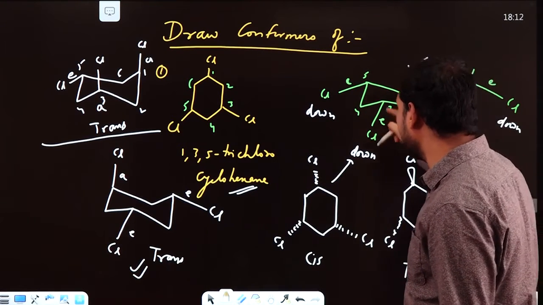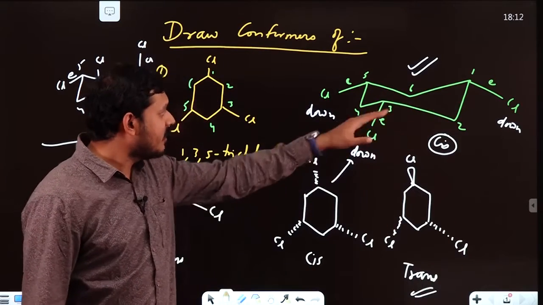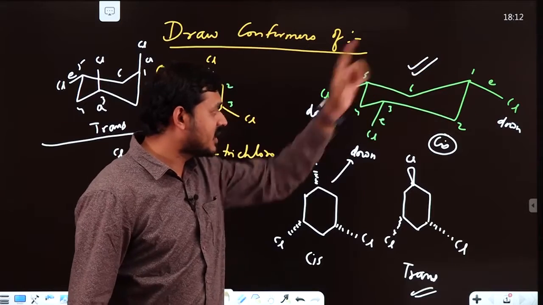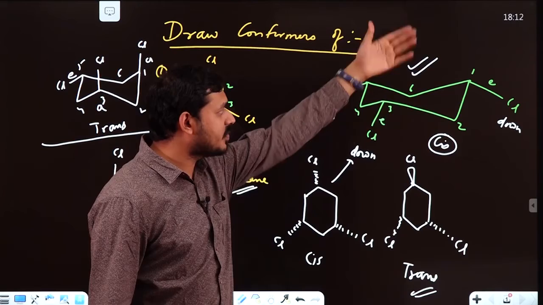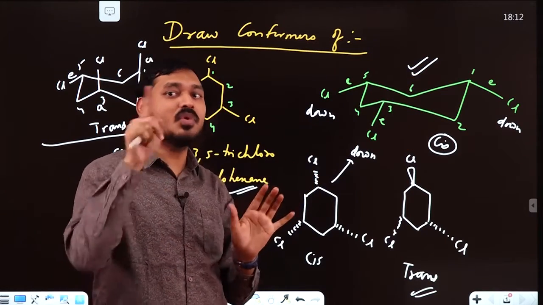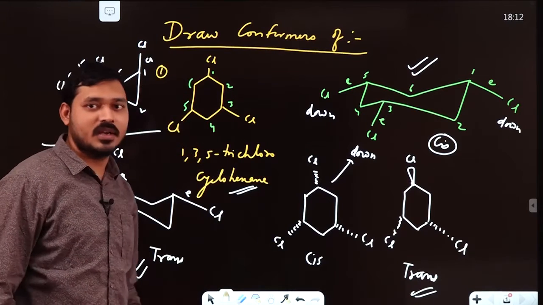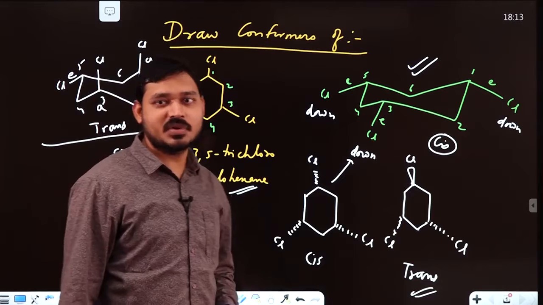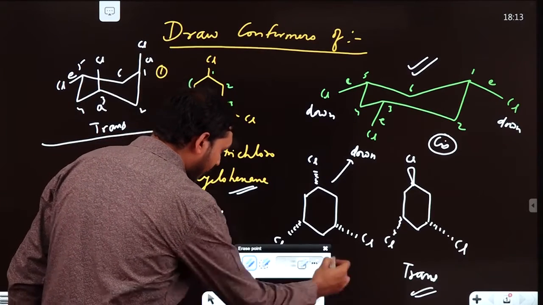Because one more case in this cis also, what you can do is, in this cis form, all three are downside and equatorial. So if all three are upside, it will be axial. All three will be axial. So that will be the most stable form for 1, 3, 5 trichlorocyclohexane. Okay. So I think you have understood. Let's take another one of the most important examples.